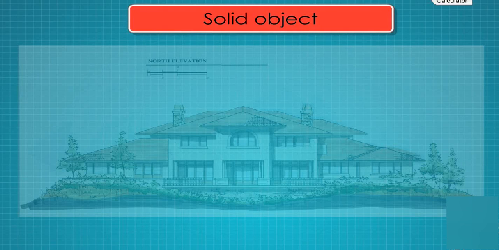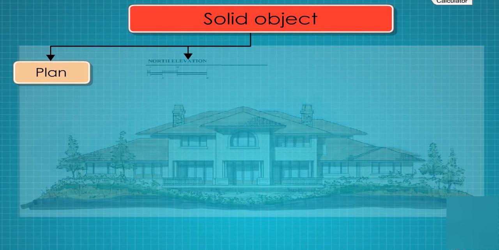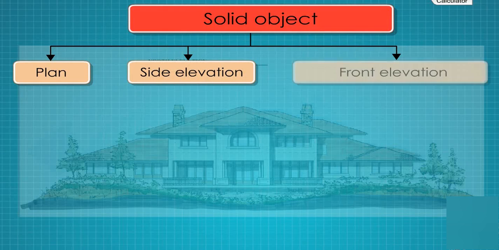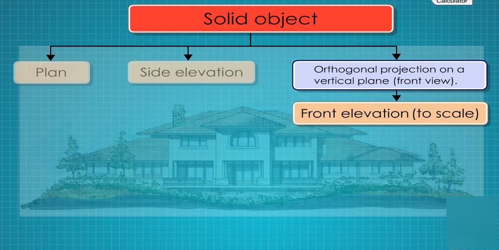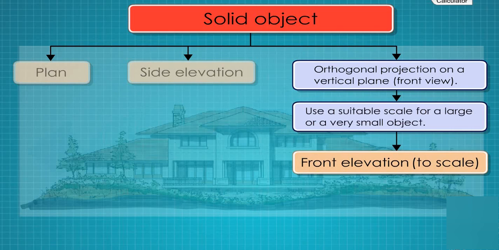Based on a solid object, we can draw its plan, its side elevation, and also its front elevation. In this lesson, we learned how to draw the front elevation of a solid object to scale. Hence, it is very important that we already have the skill to determine the orthogonal projection of a solid object on a vertical plane. When drawing the front elevation of a large object or very small object, and if the scale is not given, we should use a suitable scale.